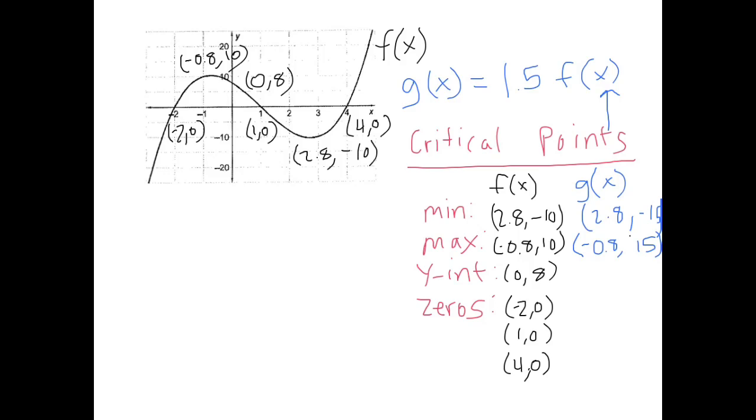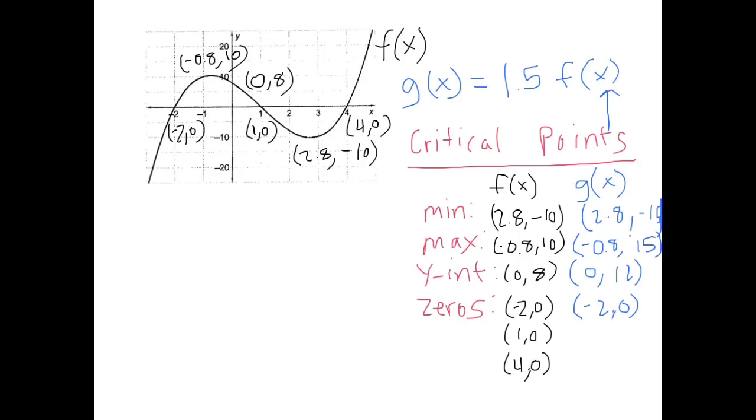If we plug in 0 for x, the output we get is 8. We multiply that output by 1.5, we get 0, comma, 12. If we plug in negative 2 for x, the output we get is 0. If we multiply 0 by 1.5, we get 0. So that 0 stays the same.